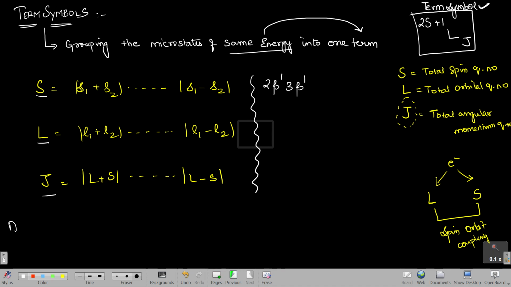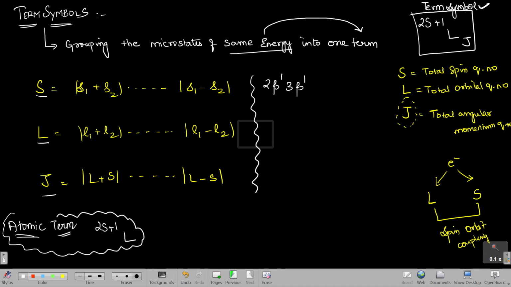Now what do you mean by an atomic term? When we don't consider the spin orbit coupling part, we simply write it as 2S plus 1 L. In those cases, we call it an atomic term and we don't call it a term symbol. The difference is this part: whenever there is a spin orbit coupling, you are bringing the energy level into it. So this J denotes the energy level. When you don't talk about it, you simply call it an atomic term, and when you talk about the energy level, you call it the term symbol. That is the difference. Now you have the 2p1 3p1 configuration.